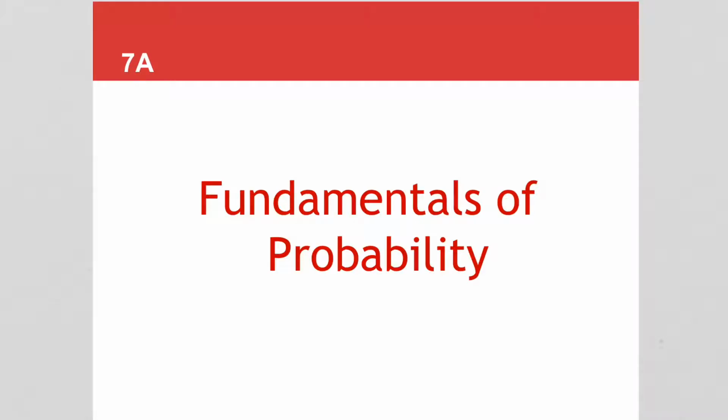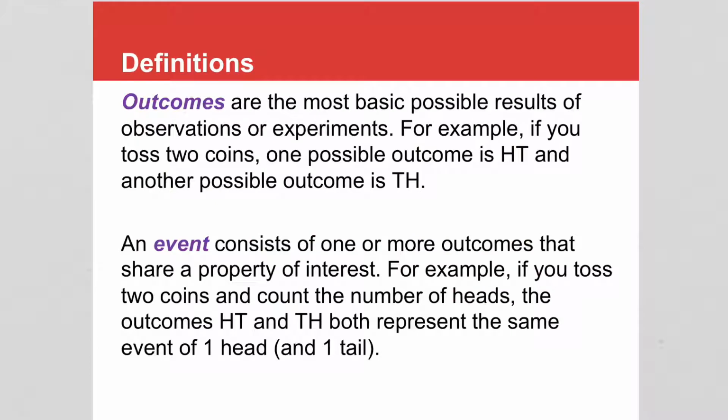Today begins our short study on probability. Several definitions in this section that we need to talk about. Outcomes are the most basic possible results of observations or experiments. For example, if you toss two coins, one possible outcome is heads and then tails, and another is tails and then heads. An event consists of one or more outcomes that share a property of interest.